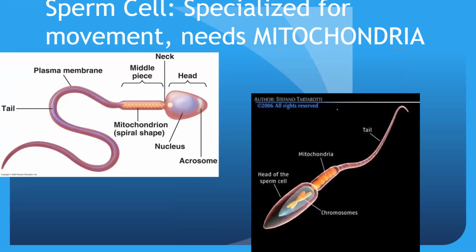The next kind of specialized cell we're going to talk about is a sperm cell. A sperm cell is a specialized cell in a multicellular animal that is specialized for movement and transmitting or carrying genetic information. So it is specialized for movement and carrying genetic information.